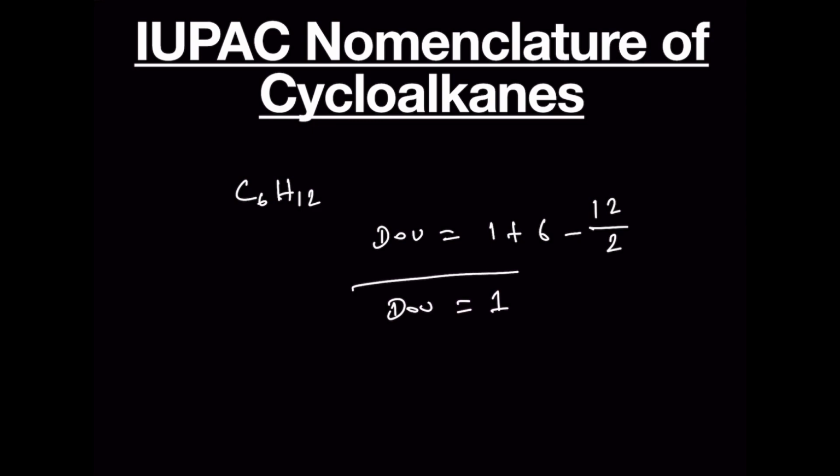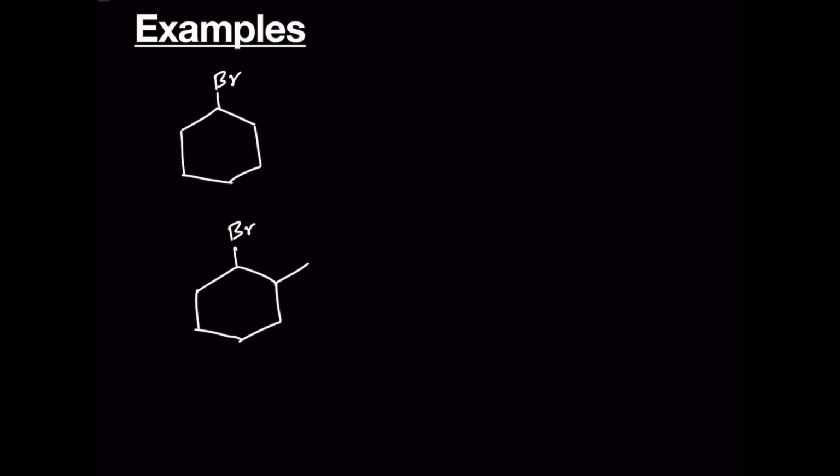Let us just cross check it for C6H12. The degree of unsaturation will be equal to 1 plus the number of carbon atoms, that is 6, minus the number of hydrogen atoms by 2. So, what we have is 1, and that 1 contributes to the 1 ring. Let us look at their IUPAC names. So, let us look at some examples.